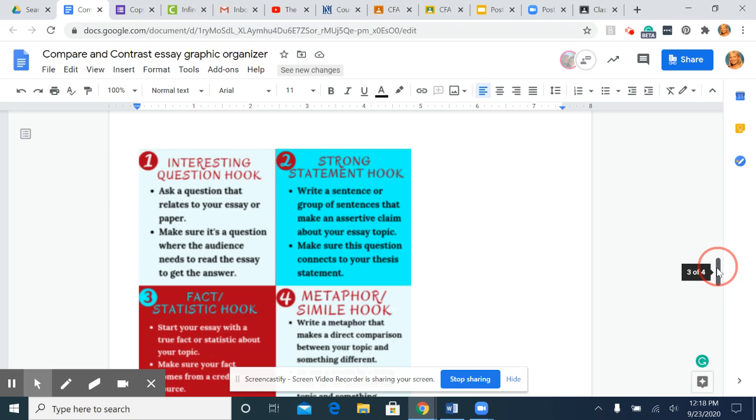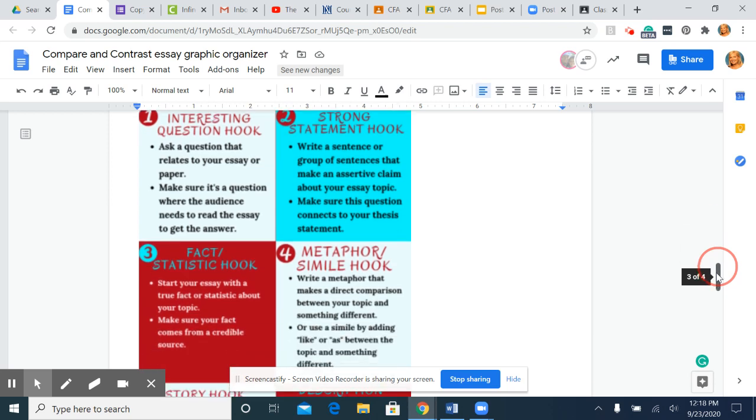So maybe something along the lines of, what do two best friends who are boxers have in common with a lumberjack as big as a house, or something like that? That would be an interesting question. Not, have you ever wondered, or can I tell you about? Because then if my answer is no, that is not a hook. That does not interest me in reading your paper.